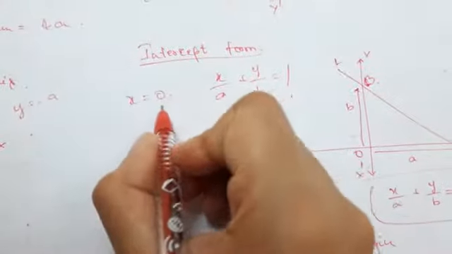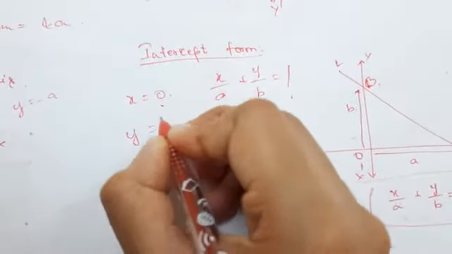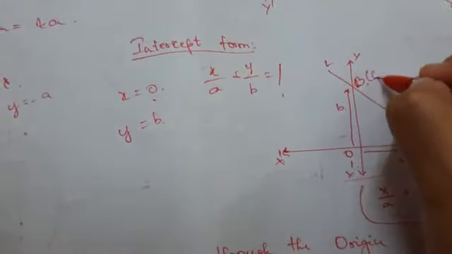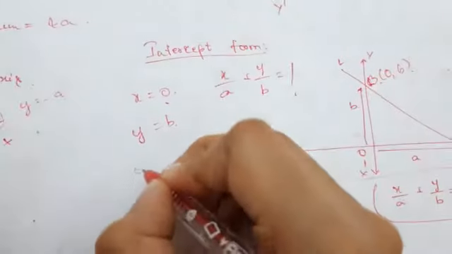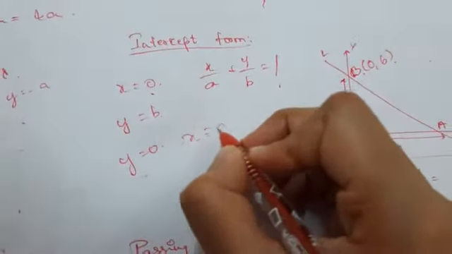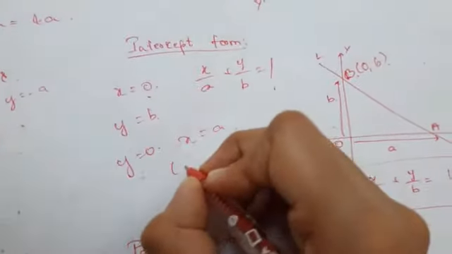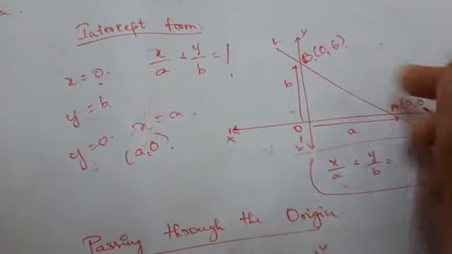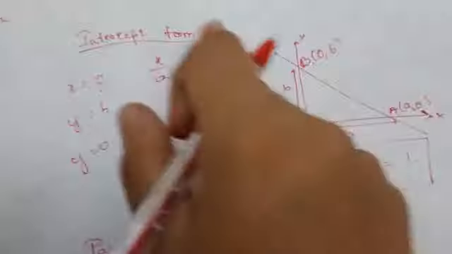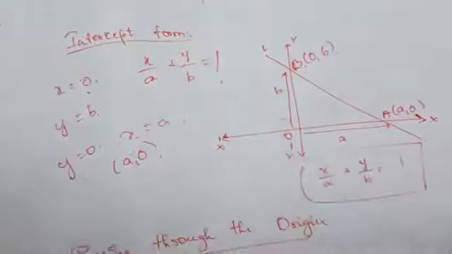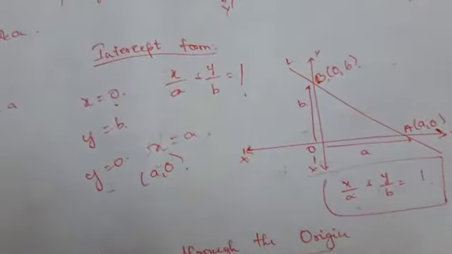Suppose we take x equal to 0. At that time the value of y will be equal to 0. So x equal to 0 gives y equal to b, meaning the point is (0, b). And take y equal to 0. When you take y equal to 0, you get x equal to a. So the point will be (a, 0). So you got the 2 points. Join the 2 points and you will get a straight line passing through (0, b) and (a, 0), and this line is nothing but the intercept form.